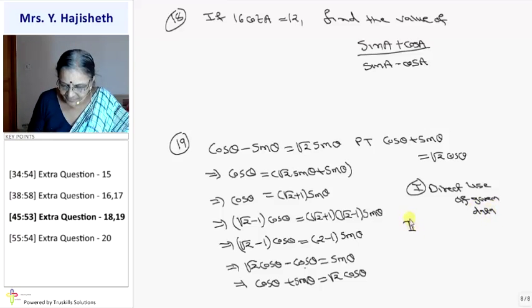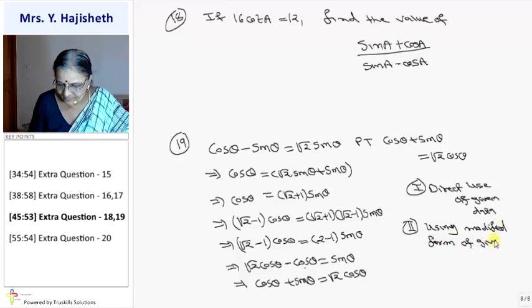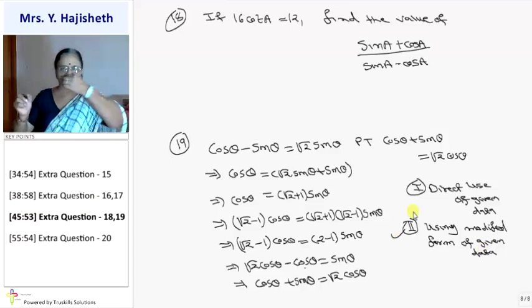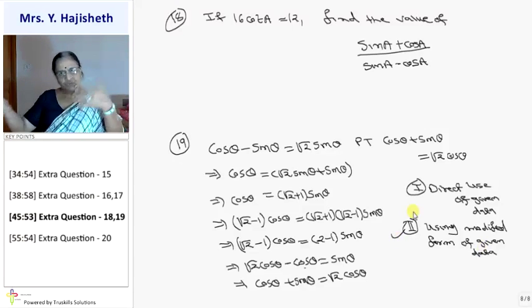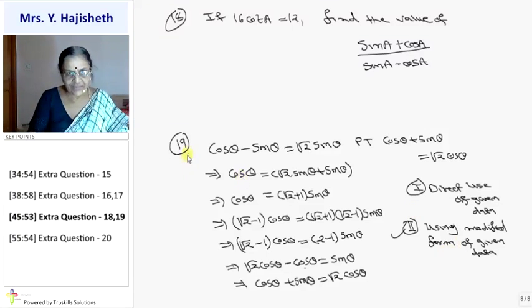Second is using modified form of given data. That we have done in many sums. I just recalled: tan plus cot is 2, prove that tan raised to any power plus cot raised to any power is 2. In that we were using this method. Here, in this 19th sum, I have used the third method.